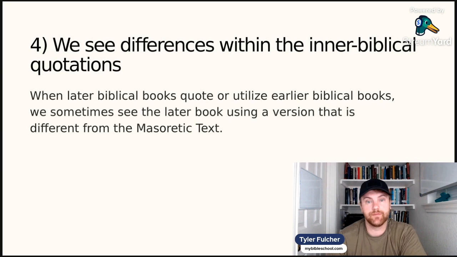When later biblical books quote or utilize earlier biblical books, we sometimes see the later book using a version that is different from the Masoretic text. Okay, so when we read Kings, we read a version of Kings that looks like the Masoretic text. Okay, this is how modern translations work. When we read Chronicles, we're actually reading a text that is using a slightly different version of Kings than the one that we read, which is just fascinating.